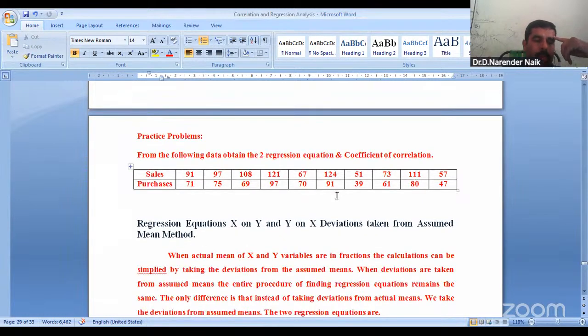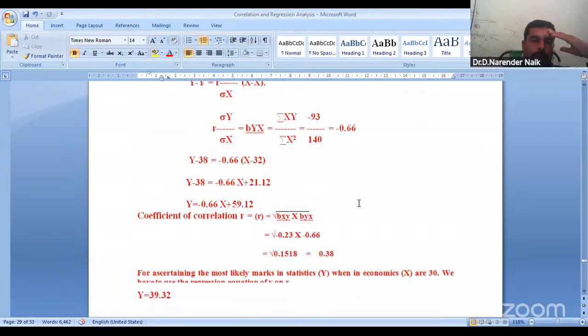So please, my dear students, this is a practice problem. You observe carefully. From the following data, obtain the two regression equations and the coefficient of correlation. Sales: 91, 97, 108, 121, 67, 124, 51, 73, 111, 57. Purchases: 71, 75, 69, 97, 70, 91, 39, 61, 80, 47. You did this problem with this same method only.